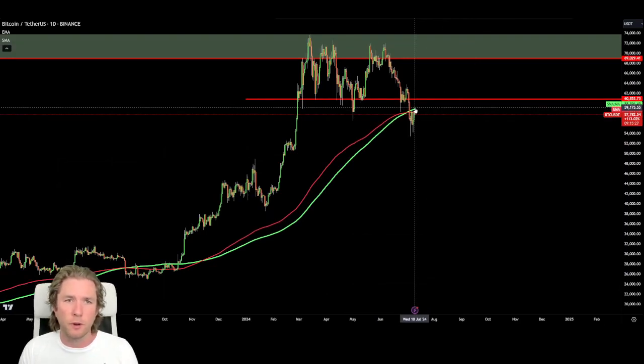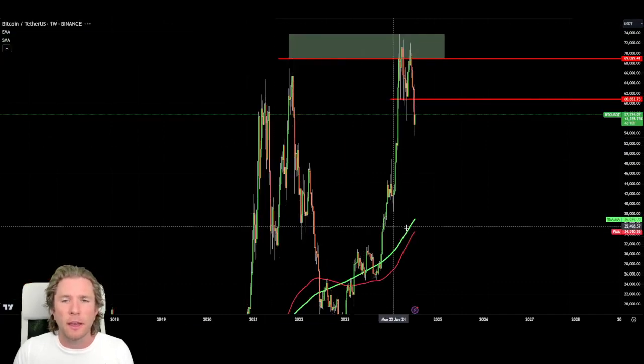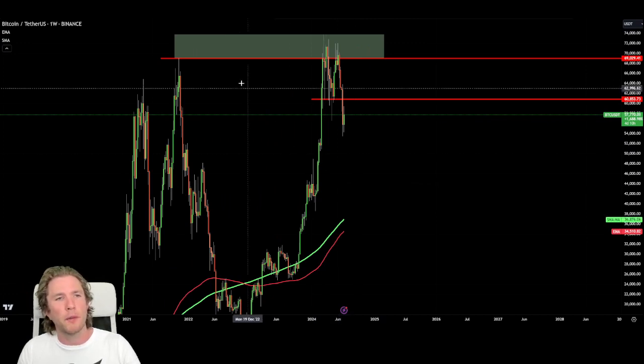So when we're on the daily trend, what we have to assume is if we break down from the daily, we're either going to go down to the 3-day or the weekly. And Bitcoin tends to like to go down to the weekly. The weekly moving averages are currently down here somewhere around 38,000, which is what I mentioned yesterday.